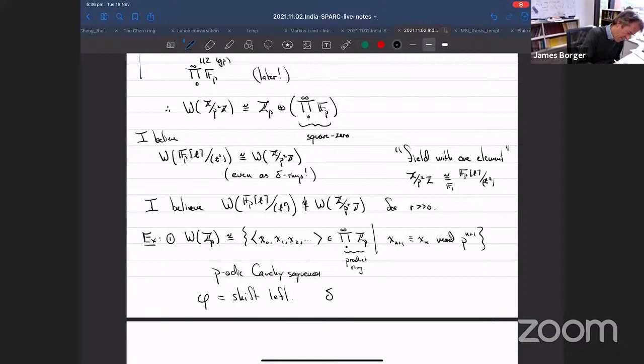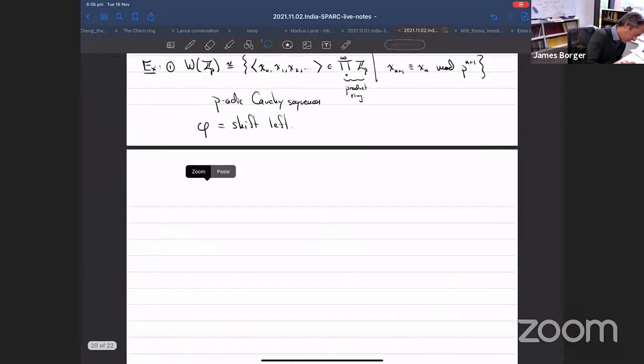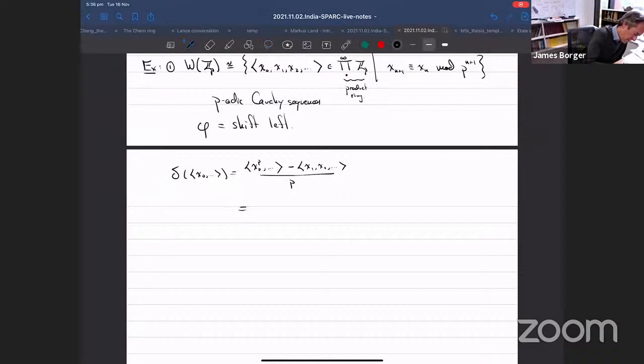Delta of a vector x is just the p-th power map, defined component-wise, minus the Frobenius, and the Frobenius I told you is the shift divided by p. And the operations are component-wise. So it's (x_0^p - x_1)/p, (x_1^p - x_2)/p, and so on.